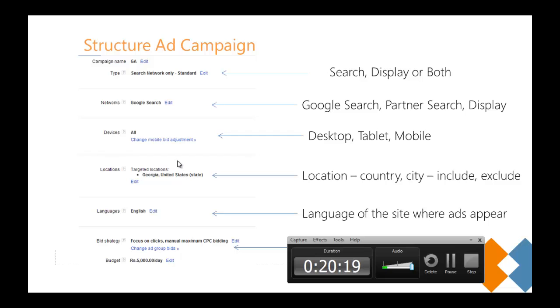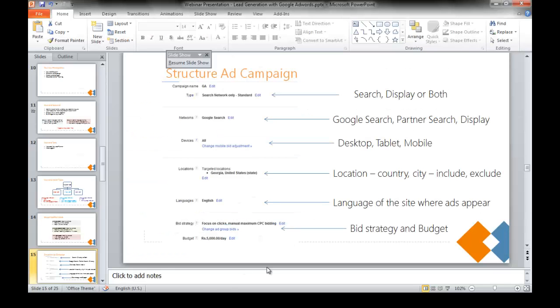And then location, where you want to show your ads, and then your language, which is the language on the pages where your ads show up. The strategy, which strategy you choose for bidding, whether it is cost per click or enhanced or whatever, and then your budget. Budget for a daily spend on ads, what you're willing to pay. So let's look at that here.